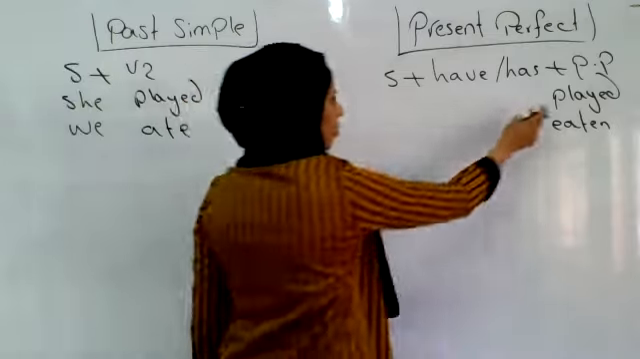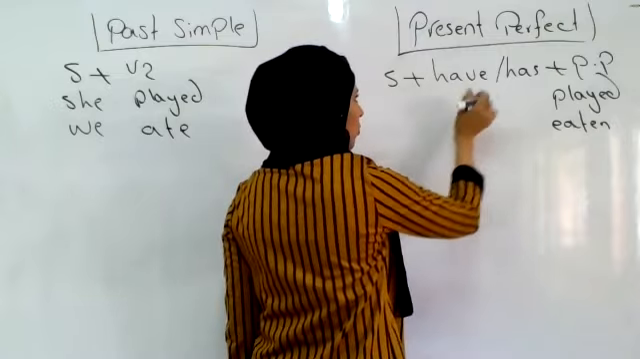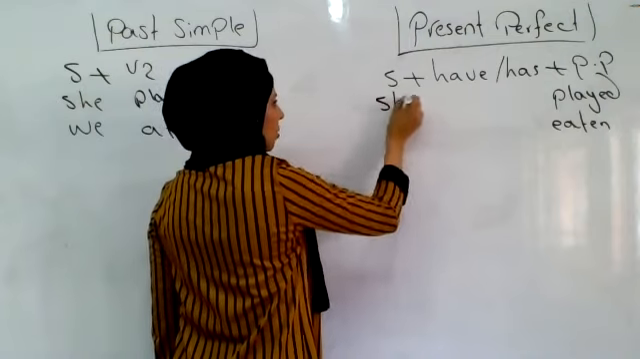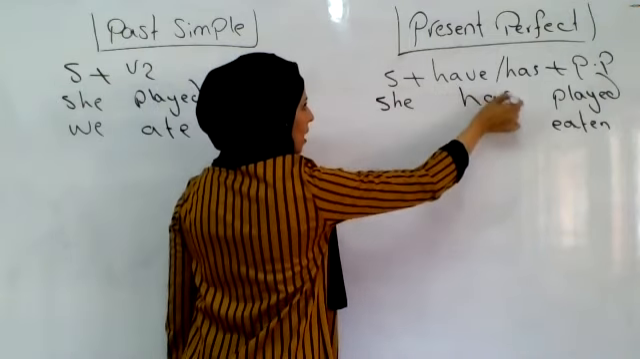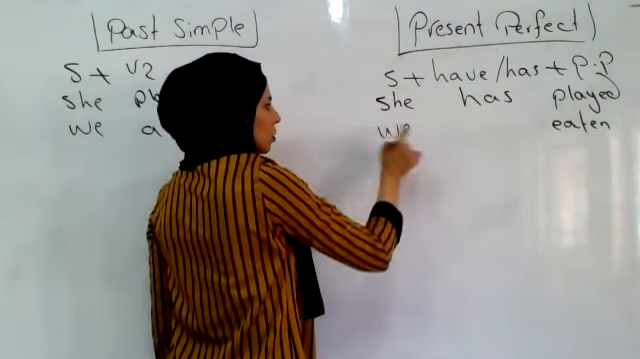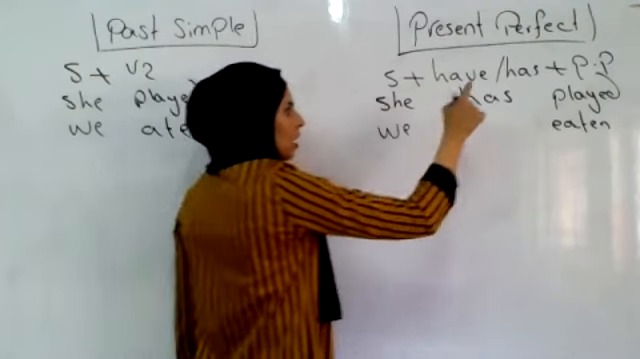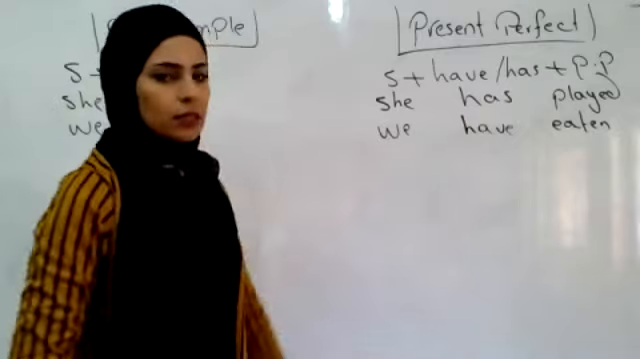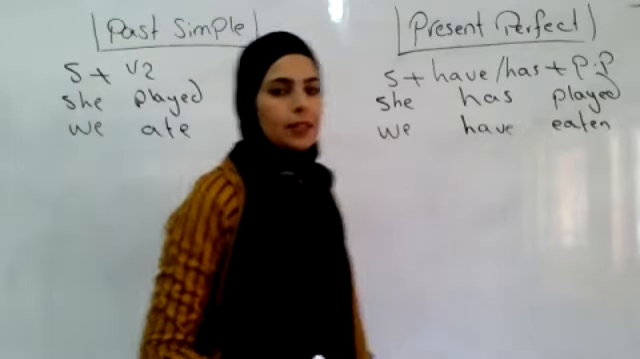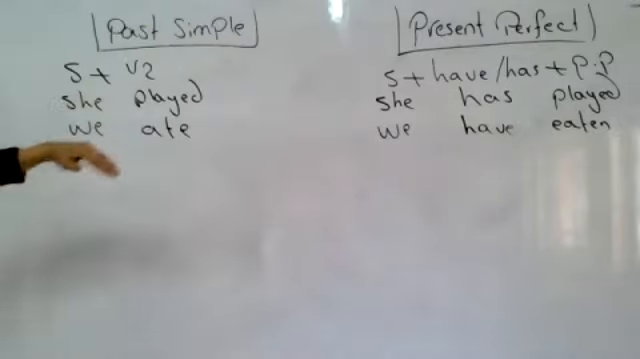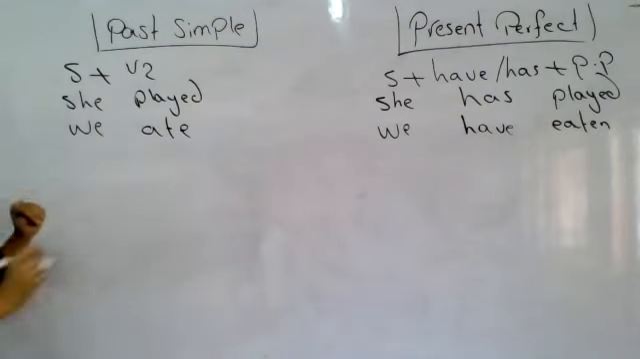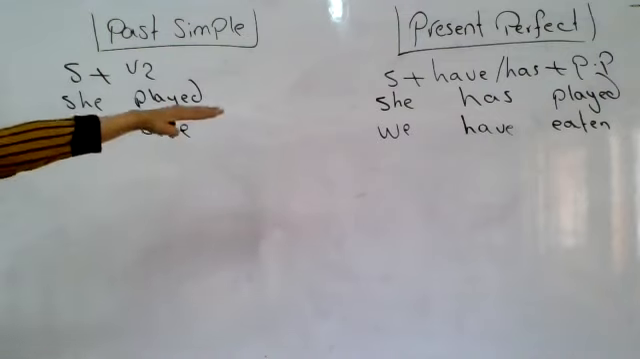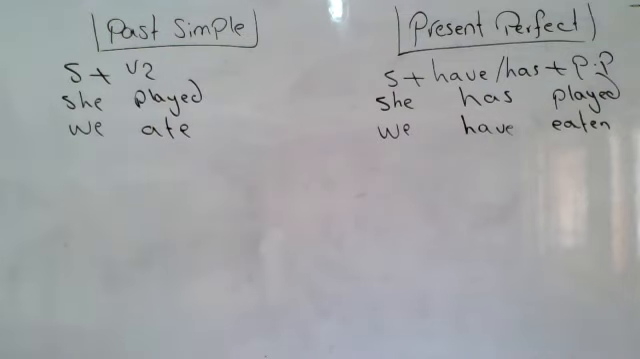Before we choose have or has, that depends on the subject. When I use a singular subject, I need to start with has, but when I use a plural pronoun or subject, I need to choose have. We have eaten. She has played. She played. We ate. So this is past simple and that is present perfect.